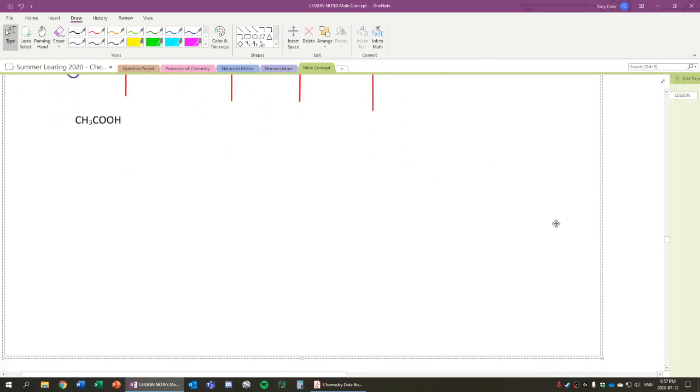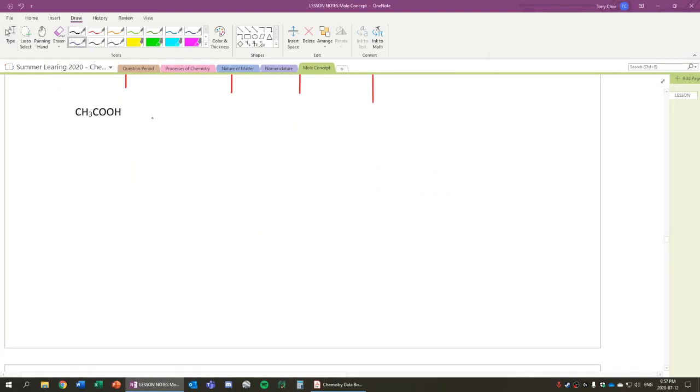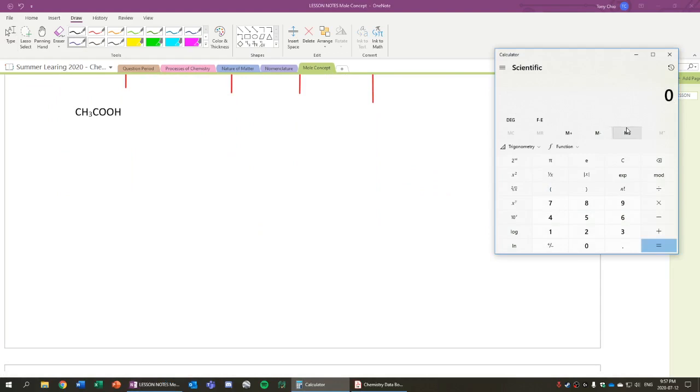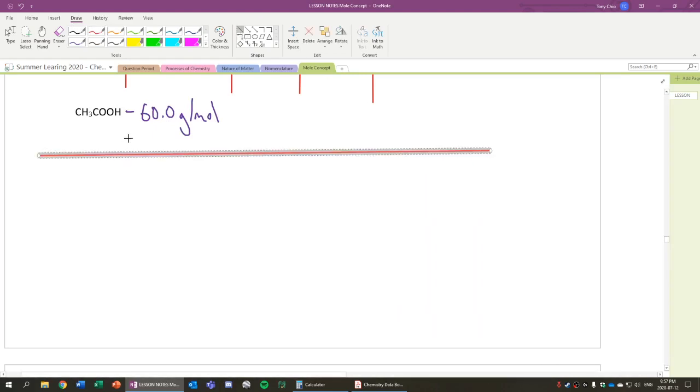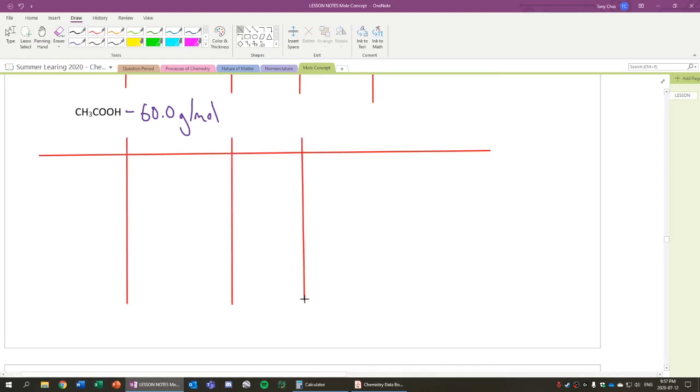Okay, the last one. This is acetate, or acetic acid. Acetic acid has a total molar mass of, if I were to do this really quickly, 12 plus 3 plus 12 plus 32 plus 1. 60 grams. 60 grams per mole. What is the percentage composition of this chemical? Well, let's make our table. Let's put a title for each of these sections. This is element. This is molar mass. The number, the mass, and percentage.